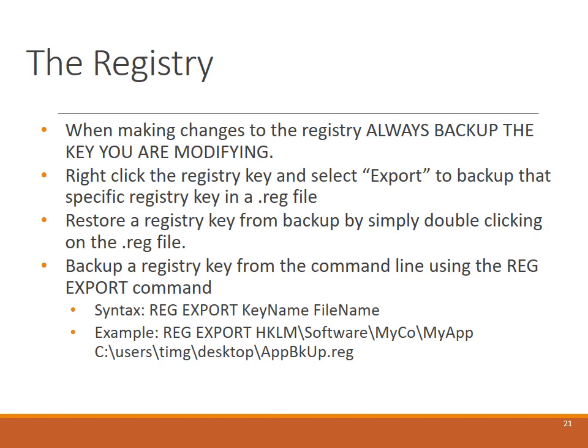A few important notes about interacting with the registry. When you are making changes to the registry, always back up the key that you're modifying at the very least. It's really easy to back up a specific registry key. All you have to do is right-click the key and select Export, and it backs it up in the .reg file format. To restore a registry key is equally easy. All you have to do is find where you stored that .reg file and double-click it. Then it prompts you a few times, basically saying, hey, do you really want to do this? And then you're back off to the races.